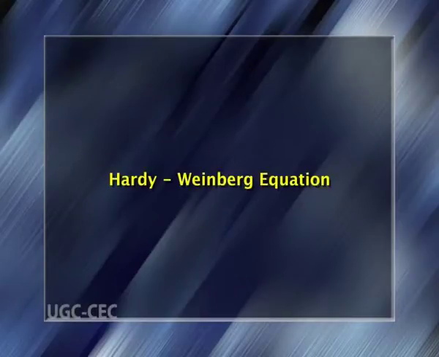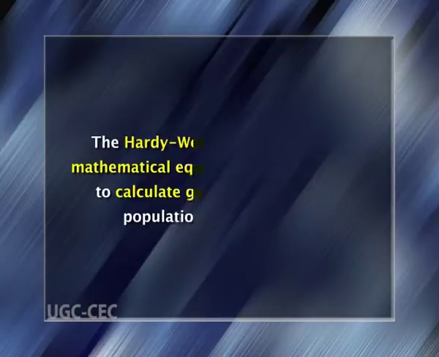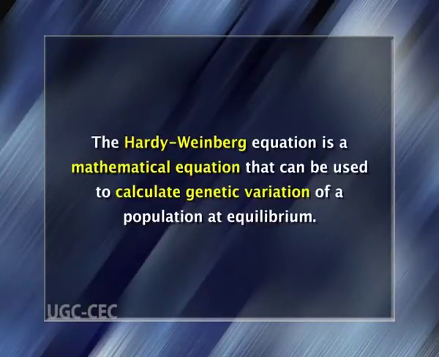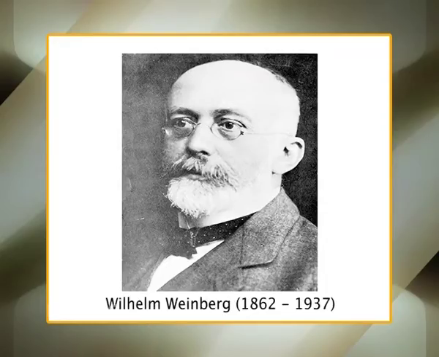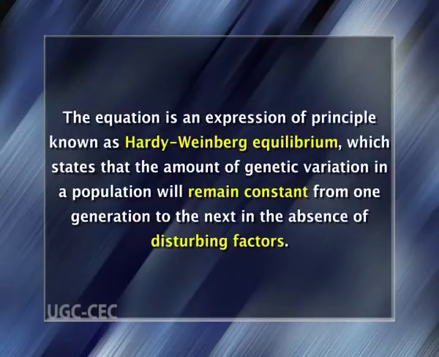Now let us try to learn about the Hardy-Weinberg equation. The Hardy-Weinberg equation is a mathematical equation that can be used to calculate the genetic variation of a population at equilibrium. In 1900, G. H. Hardy and W. Weinberg independently described a basic principle of population genetics, which is now named the Hardy-Weinberg equation. The equation is an expression of the principle known as Hardy-Weinberg equilibrium, which states that the amount of genetic variation in a population will remain constant from one generation to the next in the absence of disturbing factors.